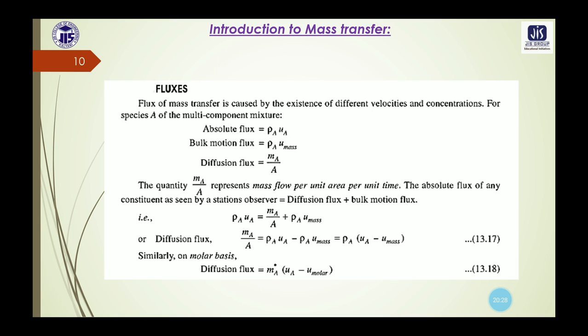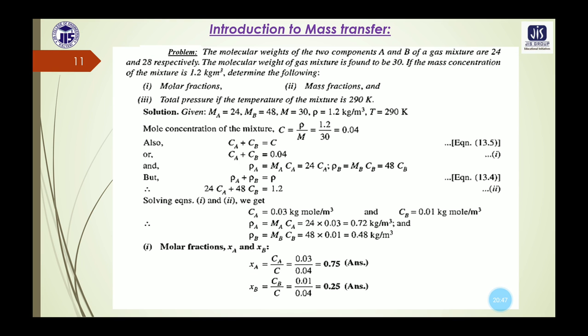Now the formula for the diffusion flux, ma by A, which is the mass flow per unit area per unit time, equals rho A multiplied by UA minus U mass. And in case of the molar concept, the diffusion flux equals m star A UA minus U molar. So these are the different concepts and formulas related to concentrations, velocities and fluxes in mass transfer. Based on all these formulas, we will now discuss different numericals.